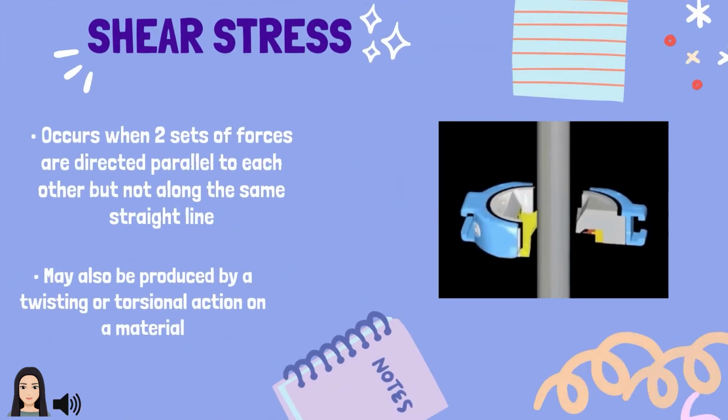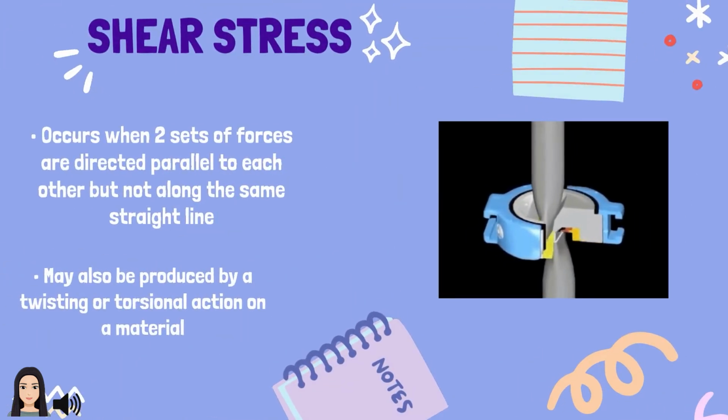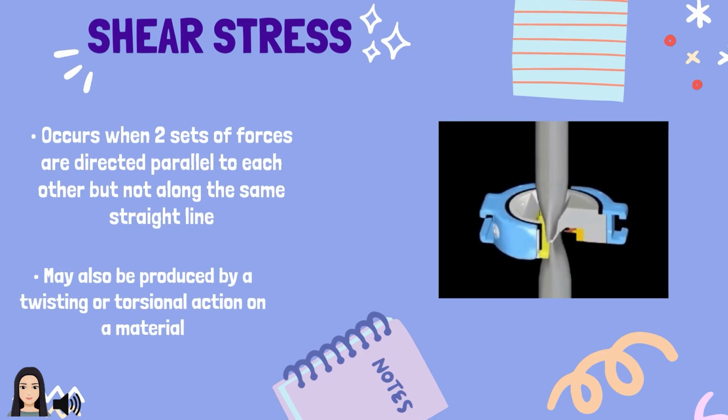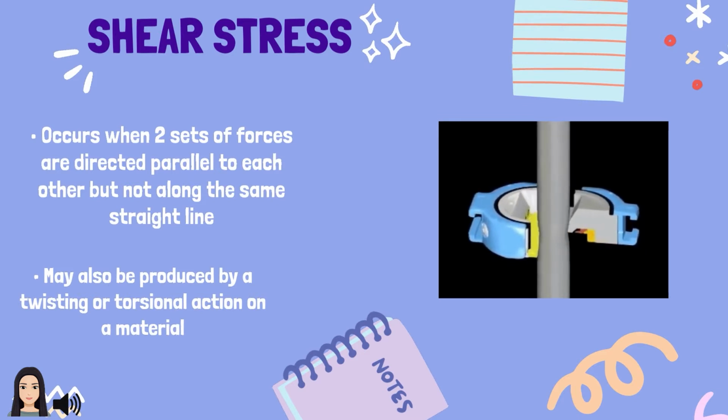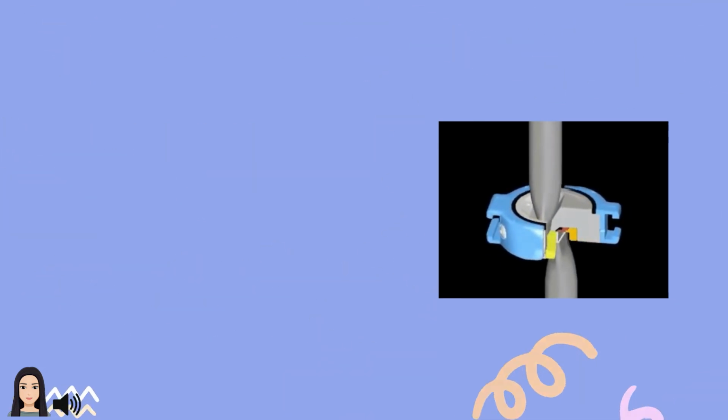The next one is shear stress, and this occurs when two sets of forces are directed parallel to each other but not along the same straight line. This may also be produced by twisting or torsional action on a material. Basically, shear stress happens if, for example, one part of the object is pushed to the left side and the other part of the object is pushed to the right side.